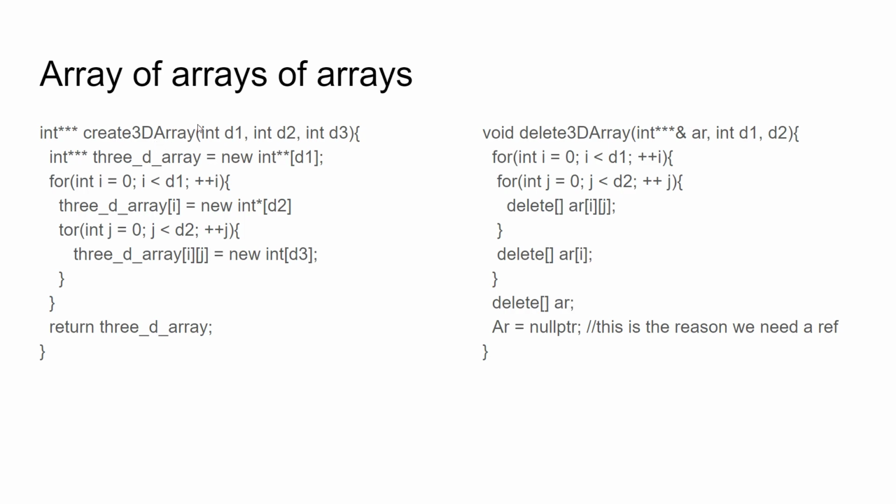So this is an example of a function that creates a 3-dimensional array. So we create our pointer to our 3D array, right? And that is assigned to be equal to D1 new integer double pointers. Then we go through that loop. Then each one of these integer double pointers points to D2 integer pointers, and then each of those integer pointers points to an array of D3 integers. So an array of arrays of arrays, and then we end up returning.